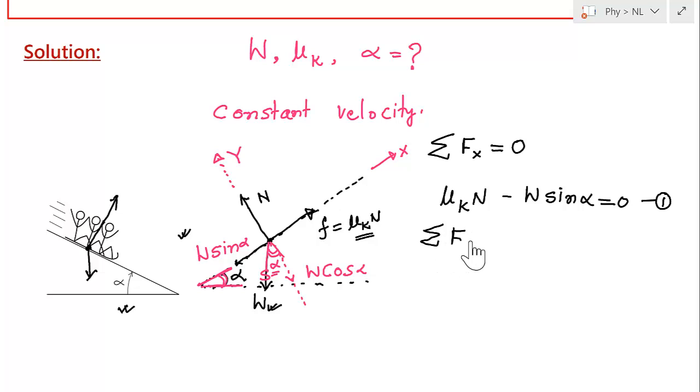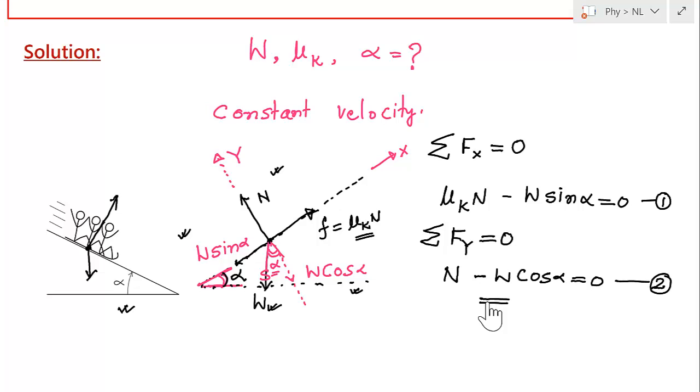Similarly, we can write the sum of the forces in the y direction equals 0. So in the y direction we have the normal reaction N, and this force W cos alpha in the negative y direction, so minus W cos alpha equals 0. That is my equation number 2. So you can see these two equations can be used to solve for alpha. So let us use equation 2 to calculate the value of N and put it into equation 1.